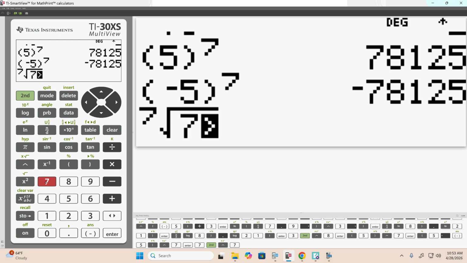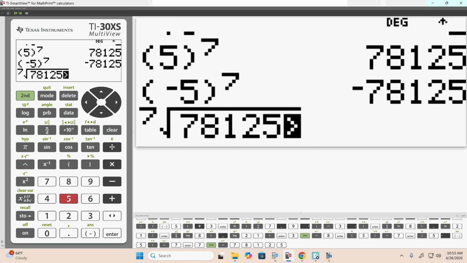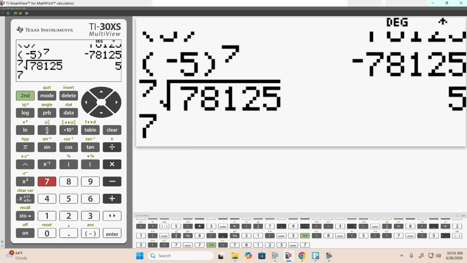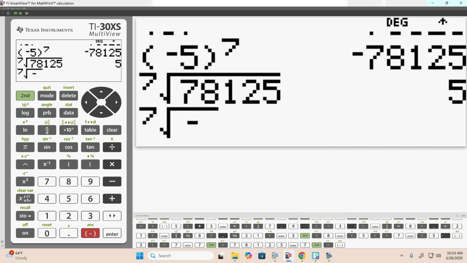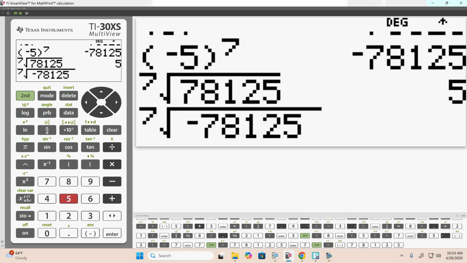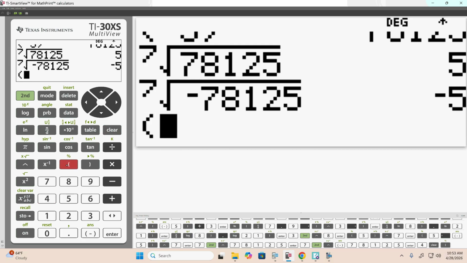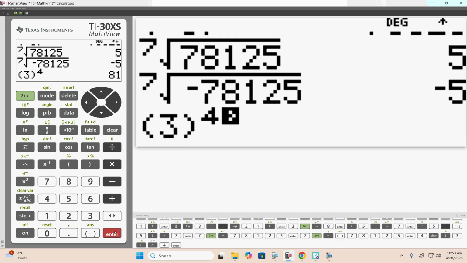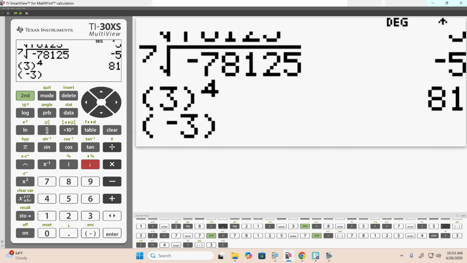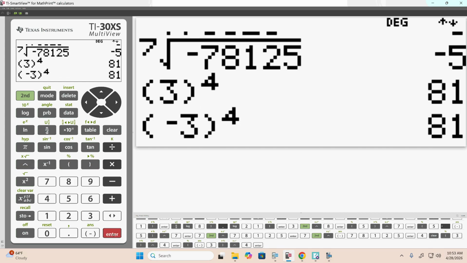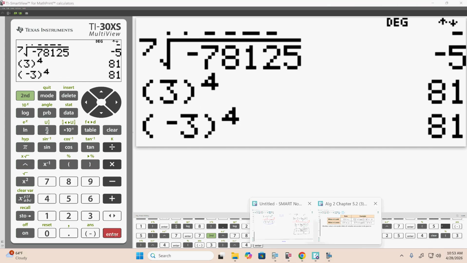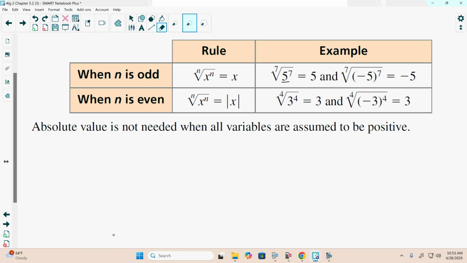If it was negative, it stays negative. And if I take the 7th root of 78,125, I get back to 5. If it had started out as negative 5, negative 78,125, it would still be negative 5. The sign doesn't change. We don't have sign issues. Now, 3 to the 4th power is 81. Negative 3 to the 4th power is still positive 81. So if we took the 4th root of 81, we would get back to positive 3, not negative 3.